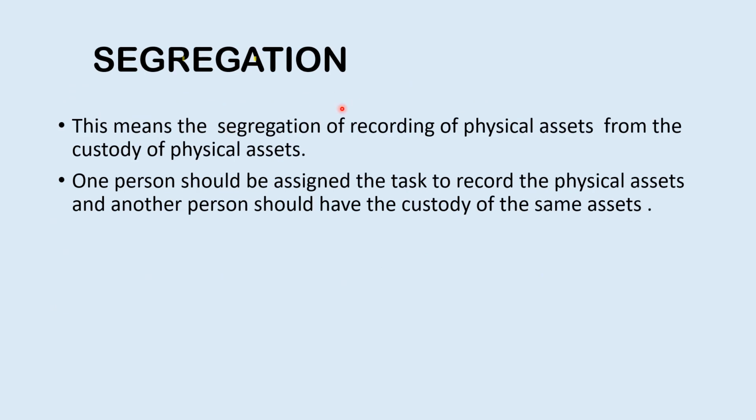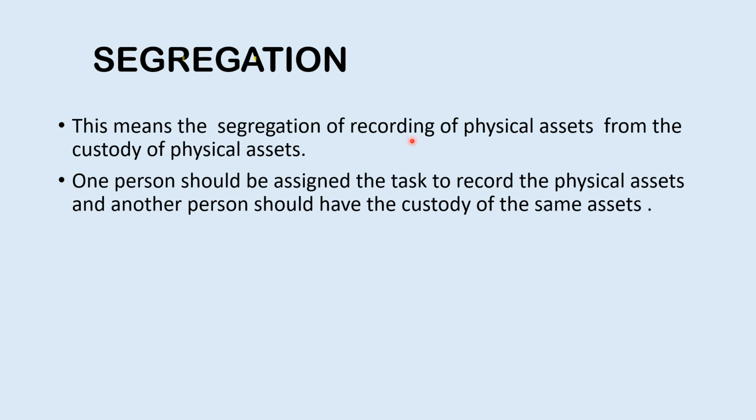Next is the segregation. Segregation is the separation of the recording of physical assets from the custody of physical assets. One example I gave you was that sales and cash handling are done by different persons. Here I am talking about physical assets, like supposing in your organization you have so many tool kits. Now the recording of those tool kits will be done by employee X, and the custody of those tool kits will be given to employee Y, so that they both get cross verified and it will be a check.